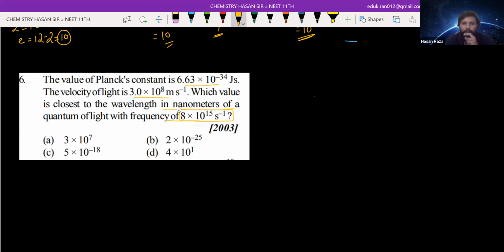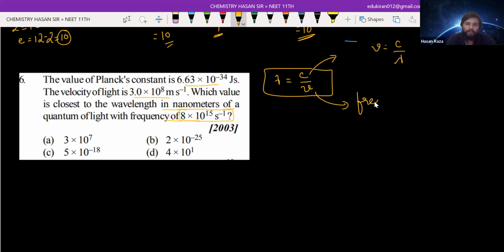So what do you need to do? Very simple. Lambda is equal to C by nu. C value is given. Nu, that means frequency value, is also given. If you use C in meter per second, that is good, and nu in per second is given. So lambda you can calculate easily.